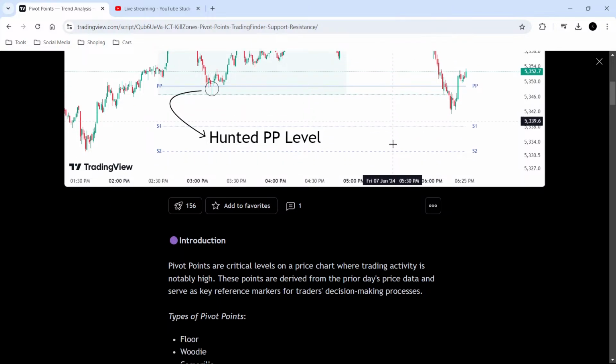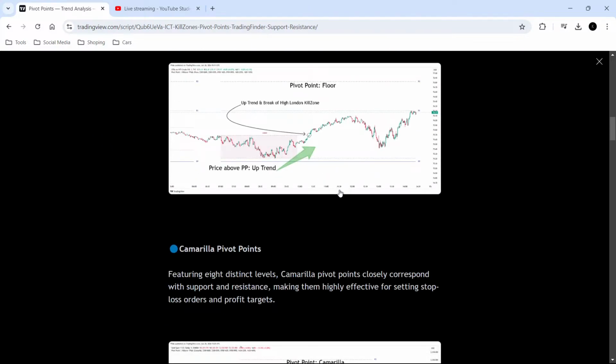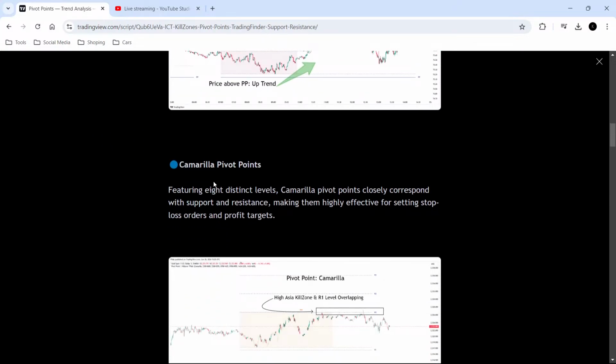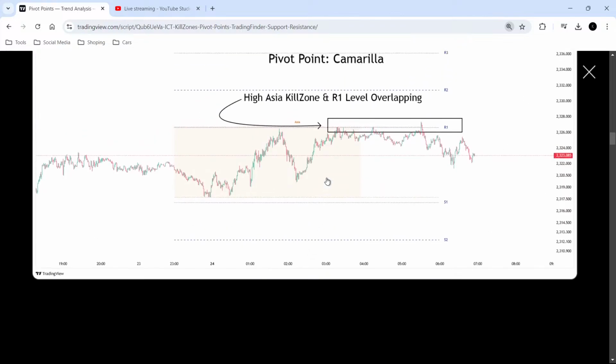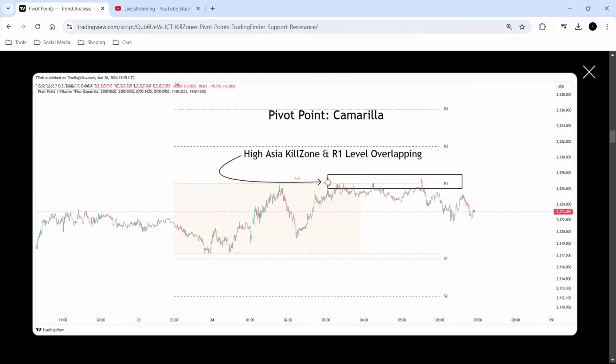I'm interested in figuring this out. So we got Camarilla pivot points featuring 8 distinct levels. Camarilla pivot points closely correspond with support and resistance, making them highly effective for setting stop loss orders and profit targets. What? Alright, let's see. Pivot point Camarilla. High Asia kill zone and resistance 1 level overlapping. Alright, I see this.